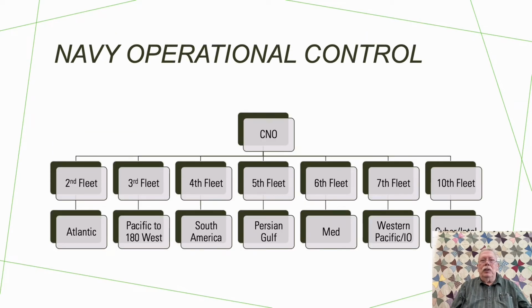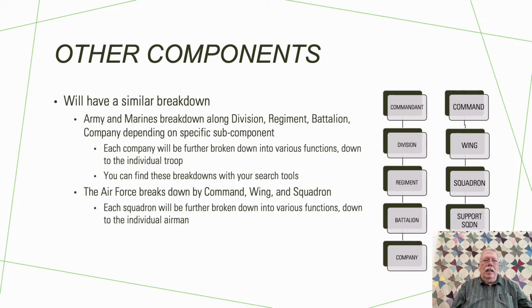Next is operational control. And this is where you get into your fleets. As you notice, I've laid out 2nd through 10th Fleet and what area of the world they're required to manage. In other components, you're going to have a similar breakdown. Army and Marines, they break down along division, regiment, battalion, and company. And then in each company, they're broken further down to the individual troop. If you want to look these up, you can find those with your search tools.